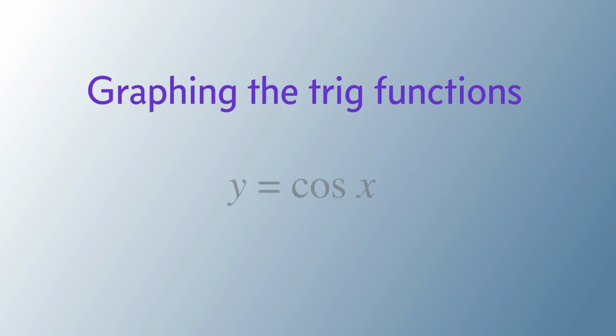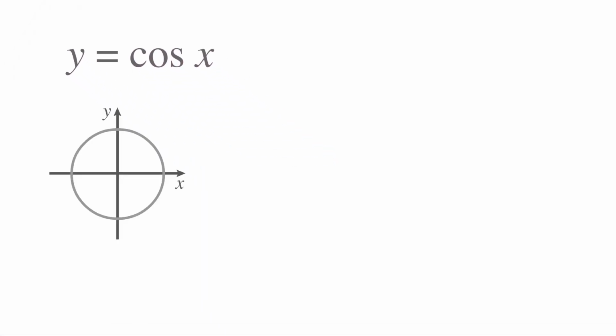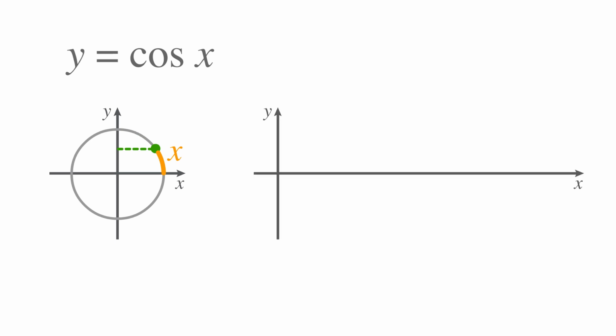The graph of cosine is very similar to the graph of sine. Again, the input x corresponds to an arc length along the unit circle. This time the output is the x value from the location on the circle. Here's where the variables involved can definitely lead to confusion.